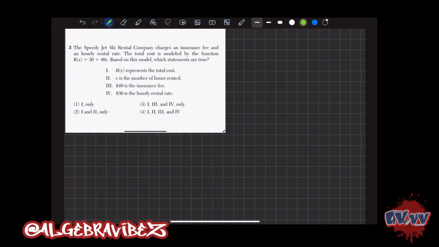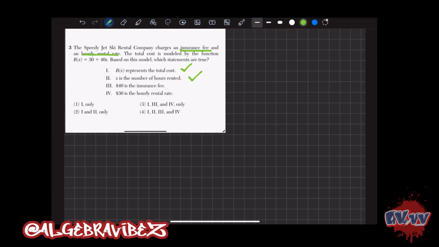So we want to make sure we highlight a few pieces of information like the insurance fee and the hourly rate, which is going to help us out in this particular instance. We want to go through and ask ourselves a quick question: are these pieces of information true? Does R of x represent the total cost of this particular model? Yes. Is x the number of hours rented? According to what we read, yes.